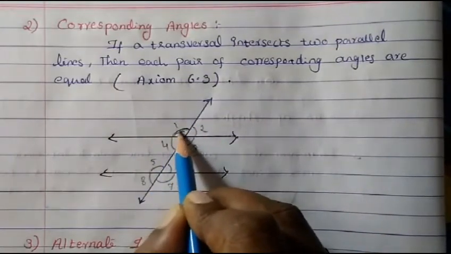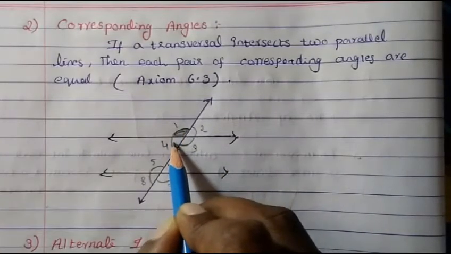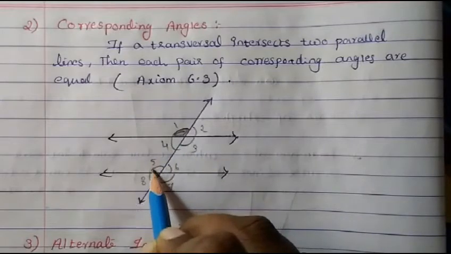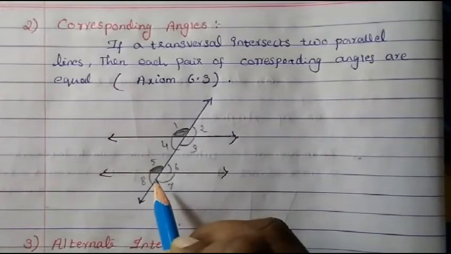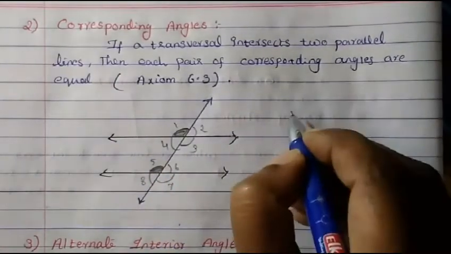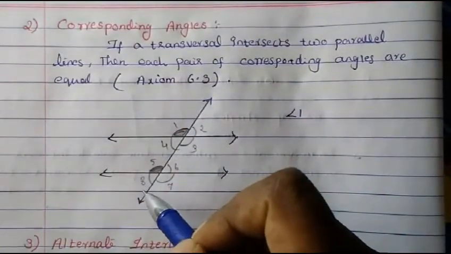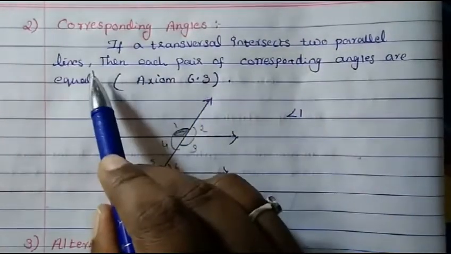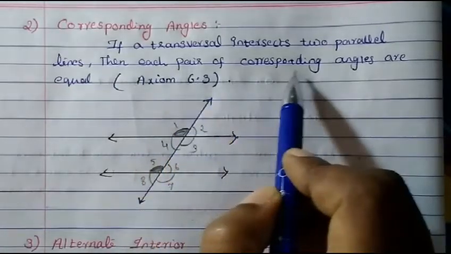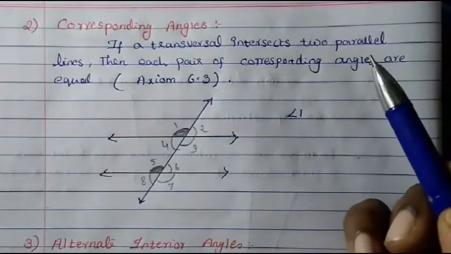Now this side, if you take angle 1, leave one angle and go to the next angle. These two, angle 1 and 5, are corresponding angles. Okay, so I'll write it down. Angle 1, and by the way, corresponding angles are also equal to each other. So if a transversal intersects two parallel lines, then each pair of corresponding angles is equal. Axiom 6.3. Many theorems are based on that.